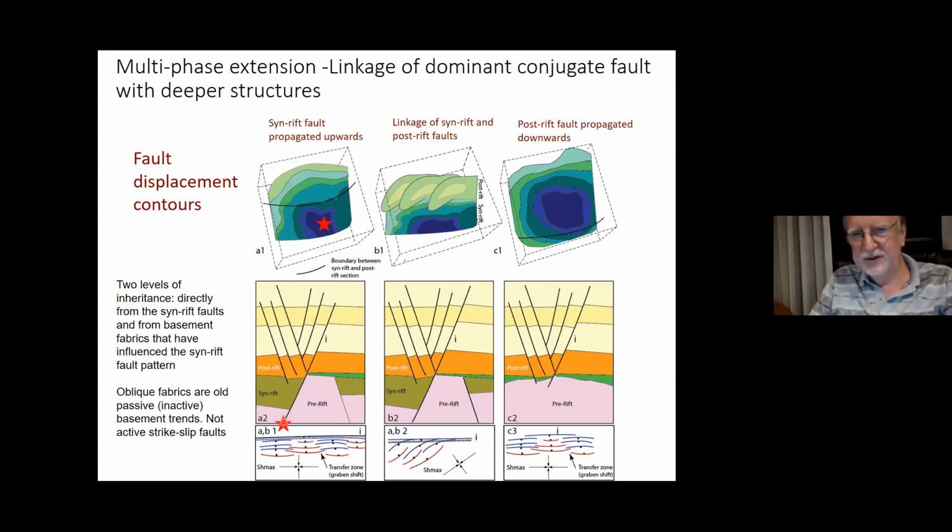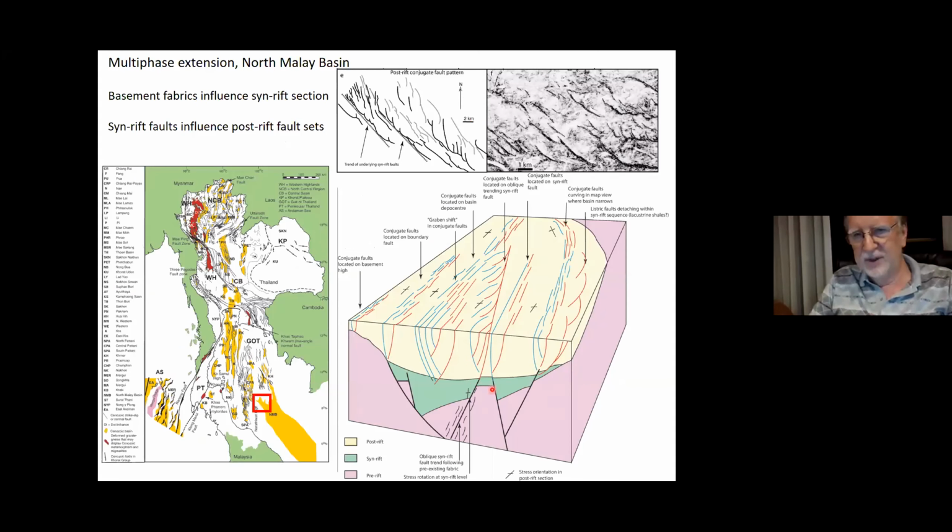So the synrift faults will nucleate in basement. Here we have two different levels of nucleation, and in this particular case, just the younger faults are nucleating within the post-rift section. So we end up with these quite complex younger fault patterns where there's clearly two directions interacting, and these faults are swinging around and joining the older trends that lie oblique to the direction that the younger faults want to extend in.